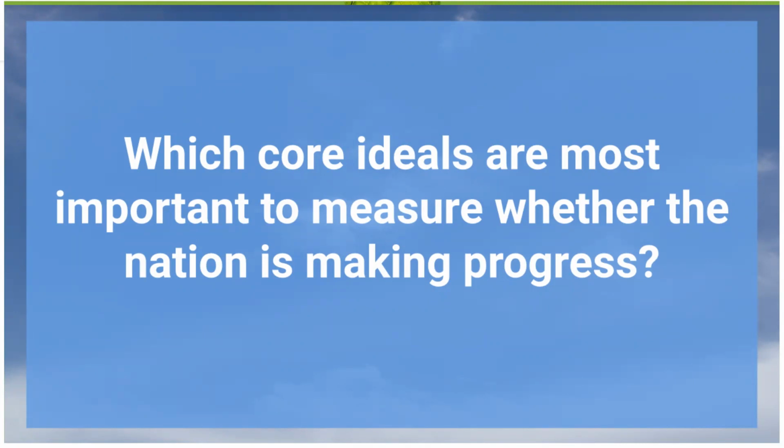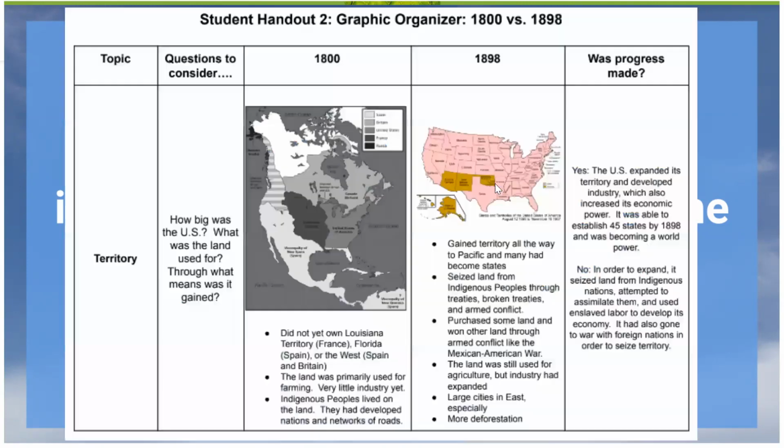And once students have come to this idea, this agreement as a class about how they are going to measure progress, then they have a chance to really dig in. Students are given this graphic organizer, and you'll notice that the first row, which you're looking at here, is already filled in for them. You have a chance as the teacher to walk them through this graphic organizer using this model. The one that's already filled in is for territory.